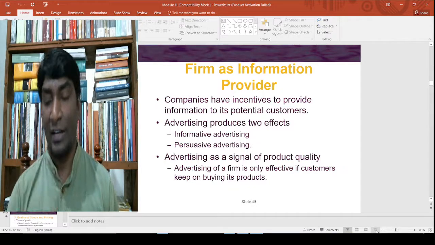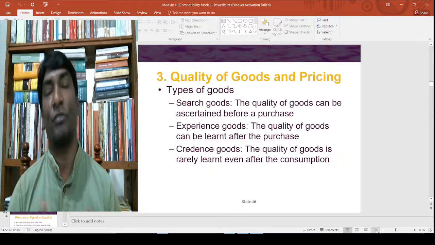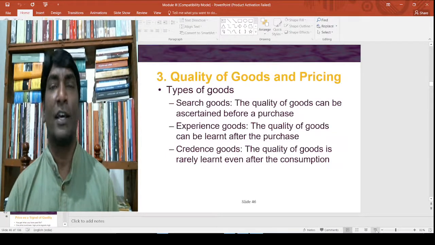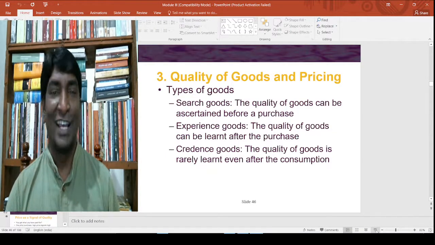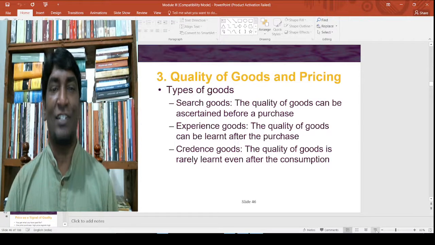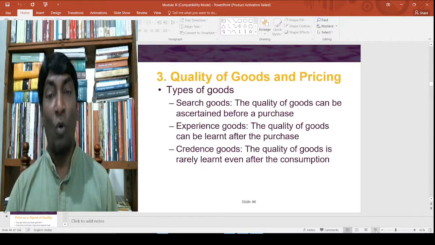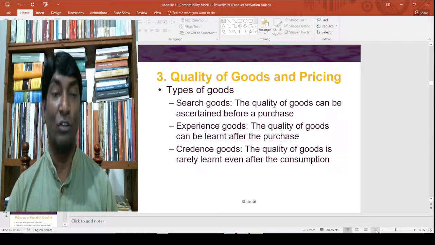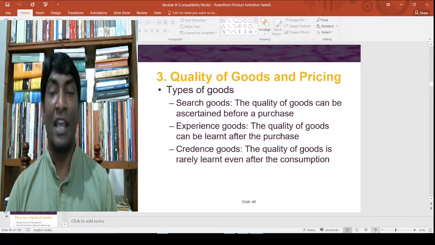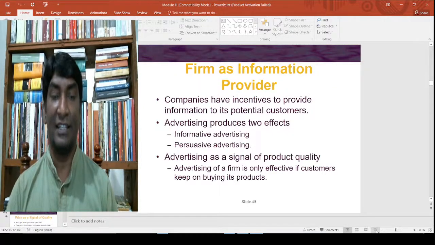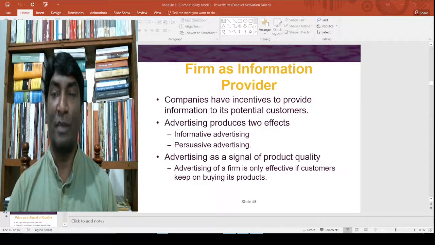And there are so many advertisements of that kind you can experience, and you can write something on it if you wish, in the real world context. Again, quality of goods and pricing also come with this particular thing, and I will discuss that in the next lecture. For the time being, let me wind up the lecture.